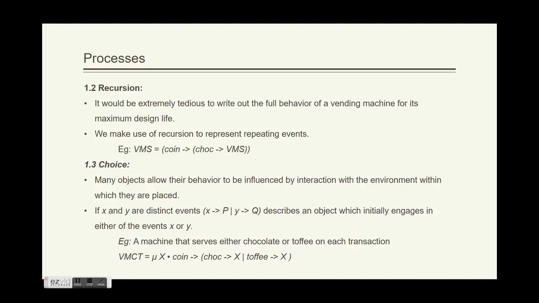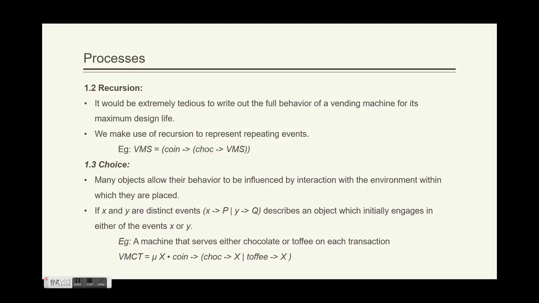For example, we consider the vending machine. The tasks or the events which are unique for the vending machine are inserting a coin and the vending machine dispensing the chocolate. So this can be represented as follows, like the event coin, and then the event chocolate, and then the vending machine goes back to the initial state.